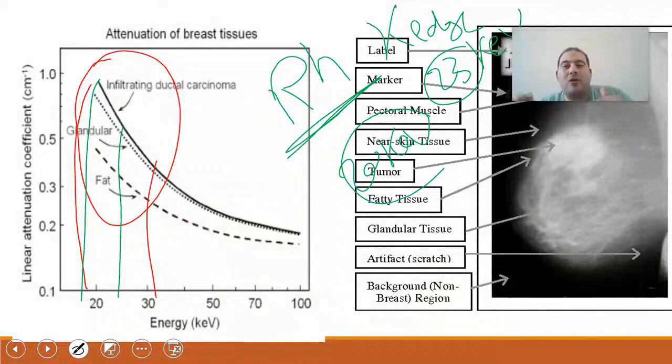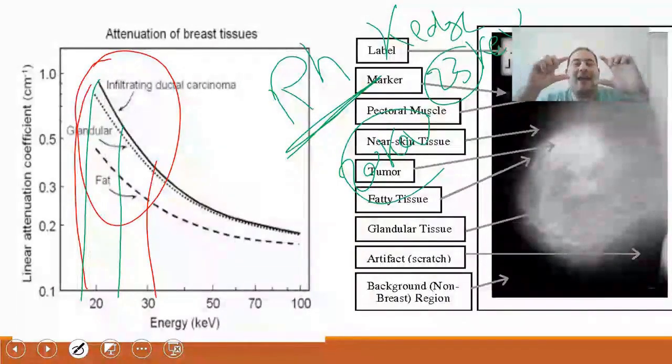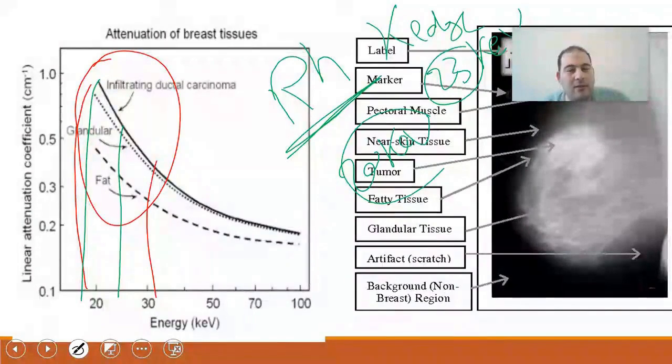Is that clear? So, molybdenum target with molybdenum filter, or molybdenum target with rhodium filter. Or you can use rhodium itself as a target.